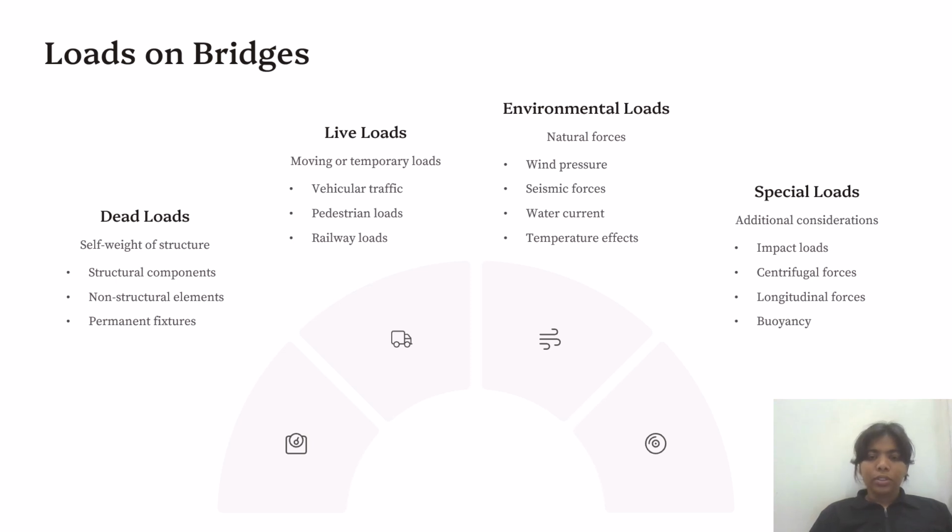Second, live load. The live load is basically a transient load caused by moving vehicles, pedestrians, and other temporary loads that the bridge may be subjected to during its service life. The IRC specifies standard live load classes to be considered in design, including IRC Class AA loading, IRC Class 70R loading, and IRC Class A loading.